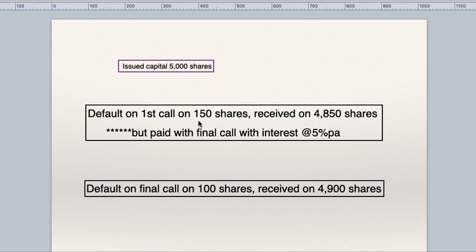In case of first call, there is default on 150 shares. So that means they have received money on 4,850 shares. 5,000 minus 150, 4,850, on these shares first call is received. But this due amount was paid with final call at interest 5% per annum. And there is default on final call also on 100 shares. So that means final call money is received on 4,900 shares. 5,000 minus 100 is 4,900.